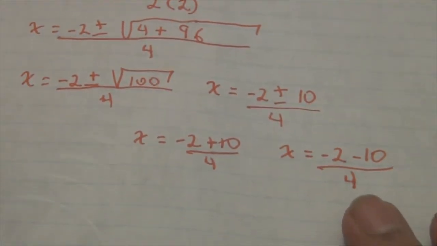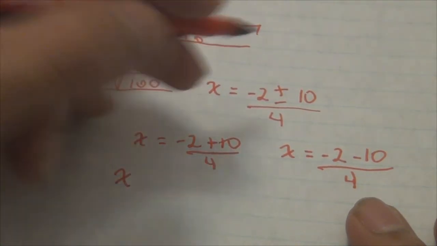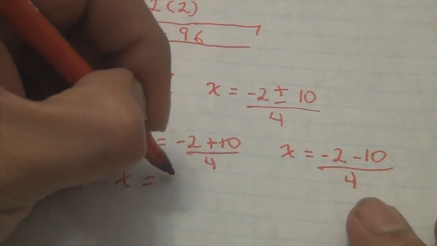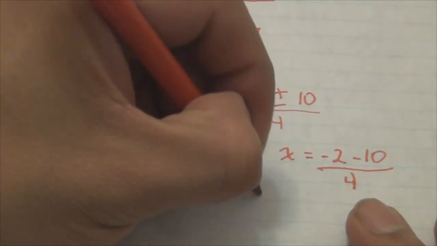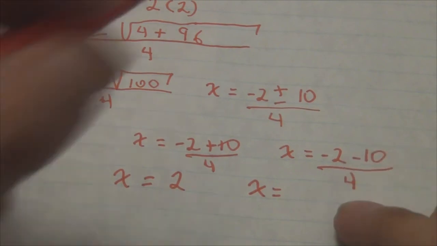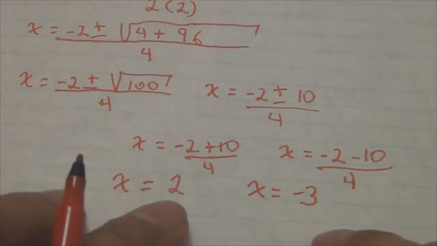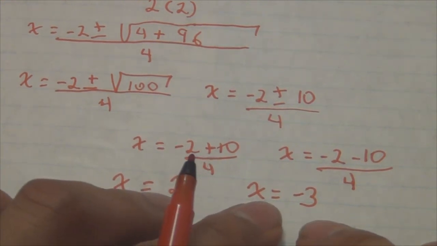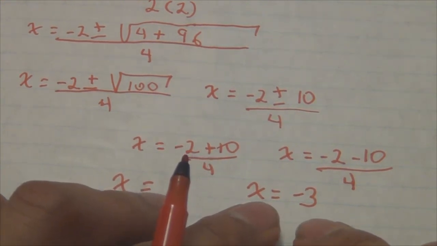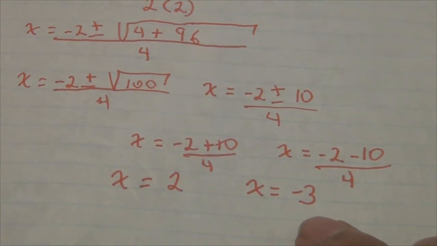Okay, so let's see. Negative 2 plus 10 is 8. Divided by 4? 2. Negative 2 minus 10 is negative 12. Negative 12 divided by 4 is negative 3. So your solutions are x equals negative 2 and x equals negative 3. As simple as that. Alright? Let's do the next one.